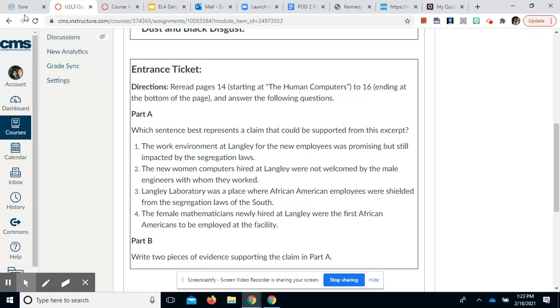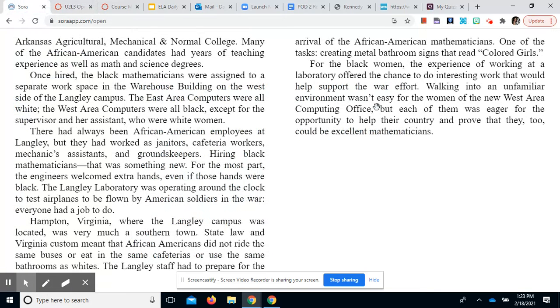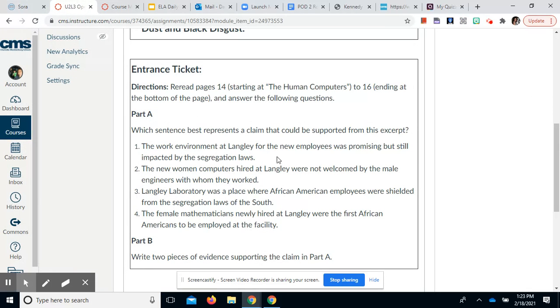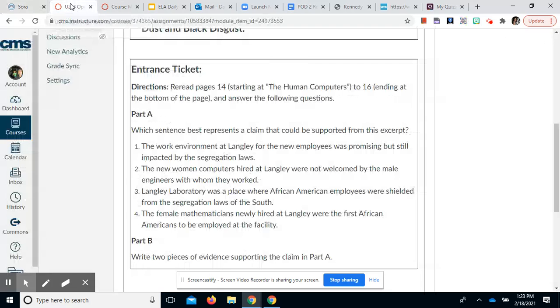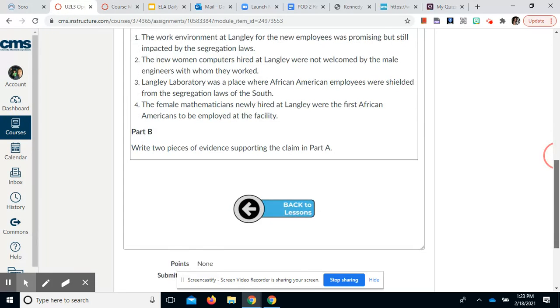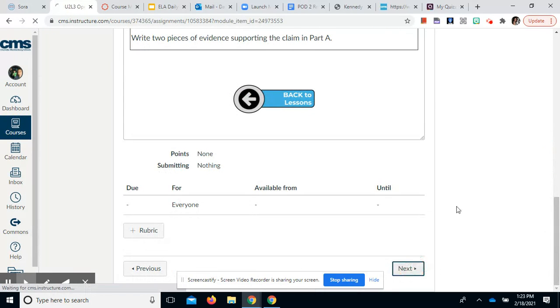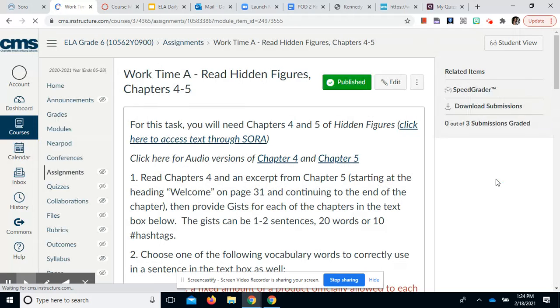Pieces of evidence that support that: in the last paragraph, it says, for the Black women, the experience of working in a laboratory offered a chance to do interesting work that would help support the war effort. So we get the sense there that it is promising, still impacted by segregation laws. As mentioned before, the separate bathrooms and separate work areas are 2 examples of that. Then the bulk of today's lesson was reading chapters 4 and 5 from Hidden Figures.